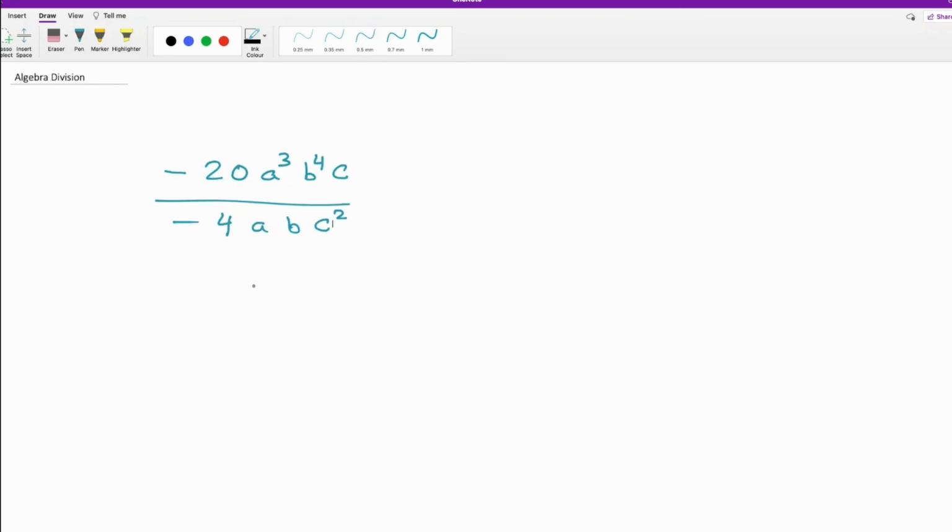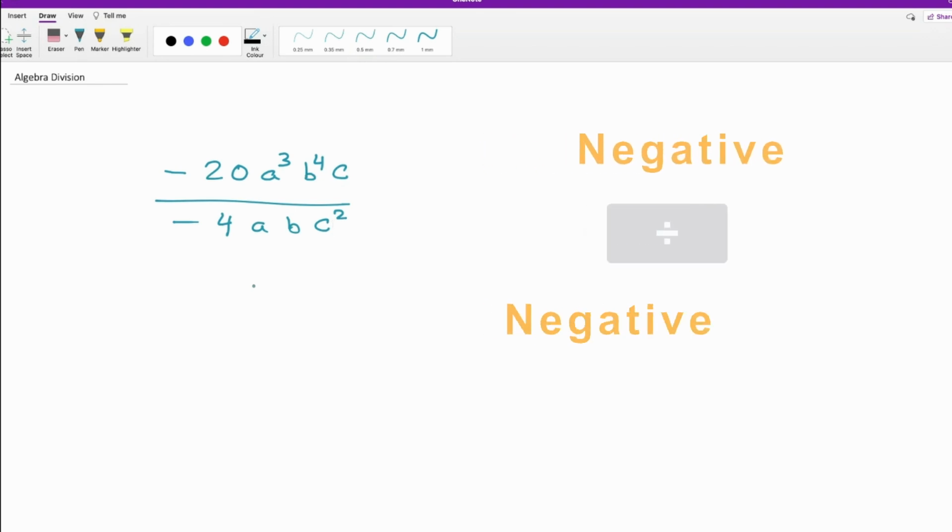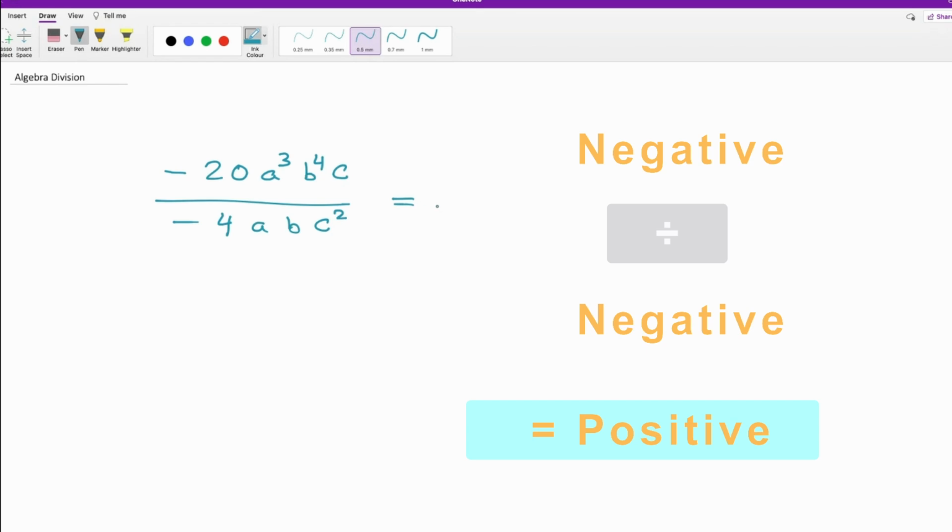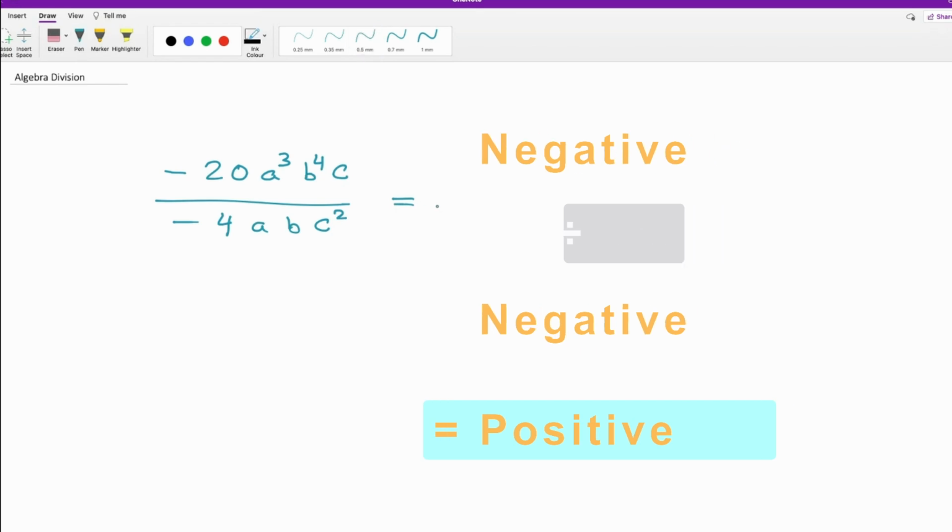Let's have a look at one last question to fully solidify this. So starting with our same principles, let's have a look at our signs first. We've got a negative on the top and a negative on the bottom. Now in this case, whenever we have a negative divided by another negative, they both cancel out to give us a positive answer. And that's our first step done.